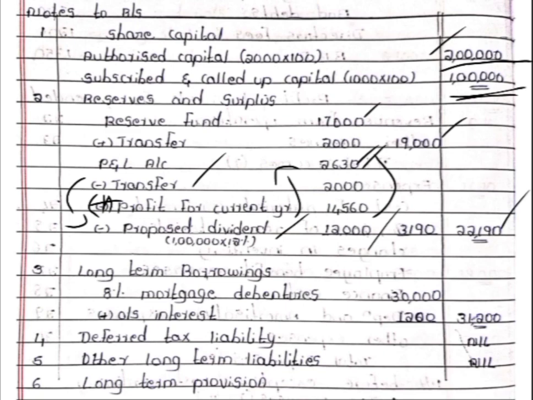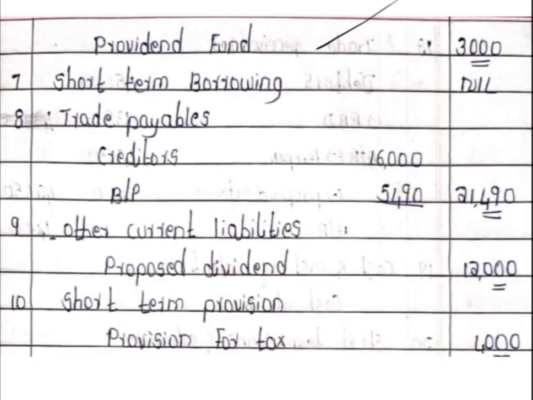Note number 3 is long term borrowings. We are going to first write the debentures amount 30,000, add outstanding interest 1,200, it would be 31,200. Note number 4, deferred tax liabilities nil, 5 is also nil. Then note number 6, long term provision, we are going to write the provident fund 3,000. Note number 7 is nil. Note number 8, we are going to write two items, creditors and bills payable 21,490. Note number 9 is other current liabilities. Here we are going to write the proposed dividend at 12% on paid up capital of 1 lakh, that is 12,000. Then short term provision, note number 10, we are going to write the provision for taxation 4,000.